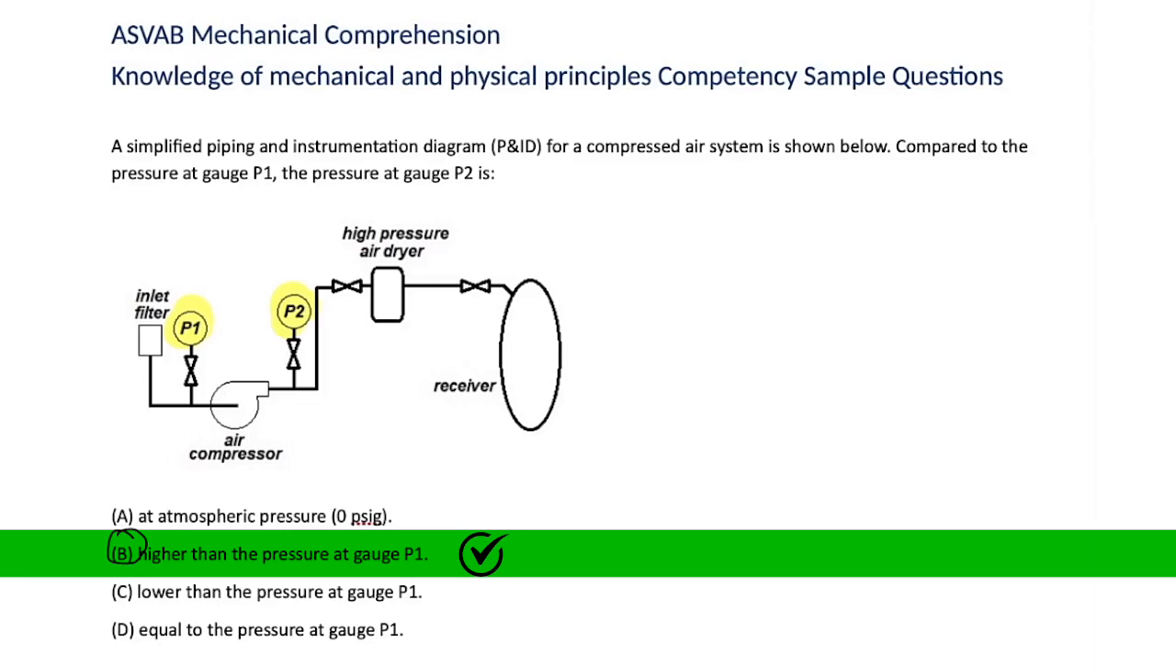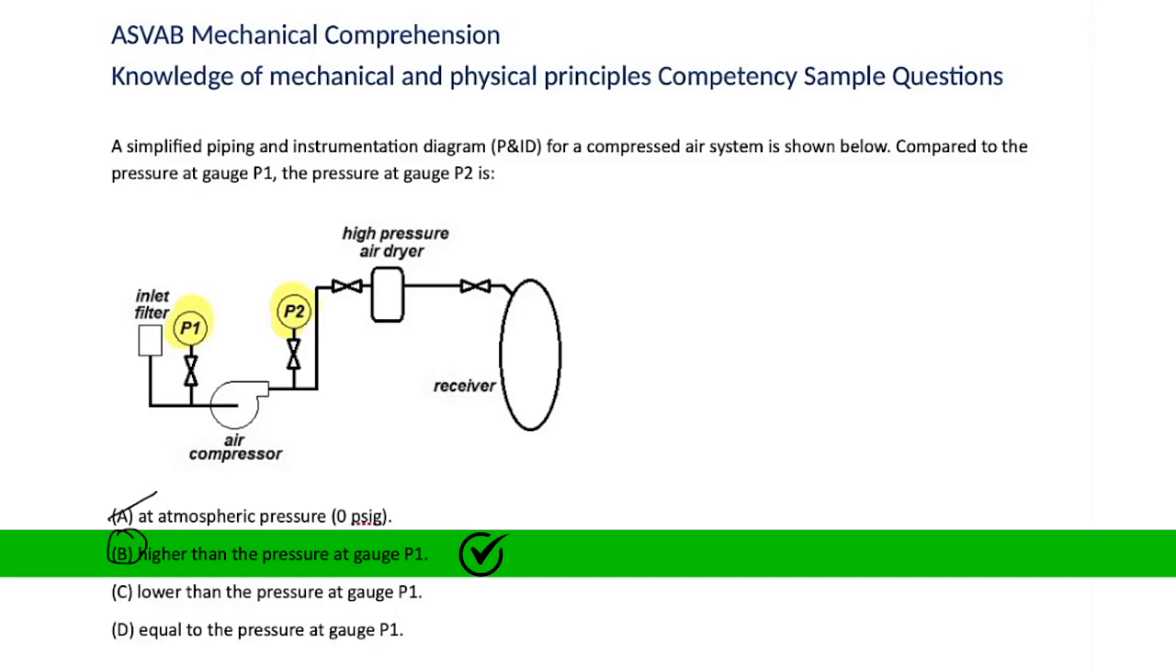Let's take a look at the other answer choices. Answer A says the pressure is at atmospheric pressure or 0 psig. This is incorrect because P2 measures compressed air after it leaves the compressor, so its pressure is well above atmospheric pressure. Answer C says the pressure at P2 is lower than at P1.